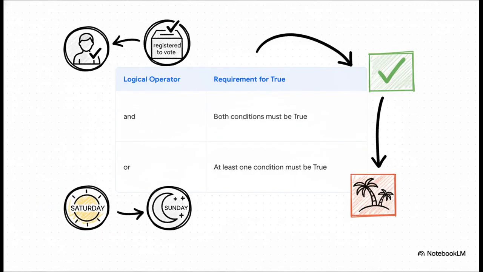Aside from nesting, we can securely combine multiple conditions onto a single line using logical operators. If we use the AND operator, well, both conditions must be true for the block to execute, like checking if you're of age and registered to vote. If we use the OR operator, only one of the conditions needs to be true, like checking if today is a Saturday or a Sunday to declare it a weekend. This really saves you from writing clunky, overly nested code when a single, clean line does the trick.